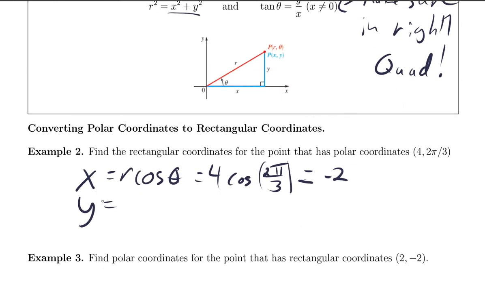Let's go ahead and zoom on in. So we'd have r sine theta, that's equal to 4 sine of 2 pi over 3, and that's equal to 2 square root 3.